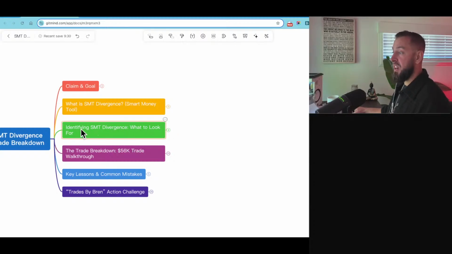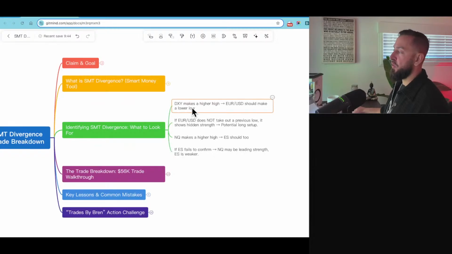So let's go down the list here. Identifying SMT divergence trades. What do you want to look for? One, you want to look for a divergence.